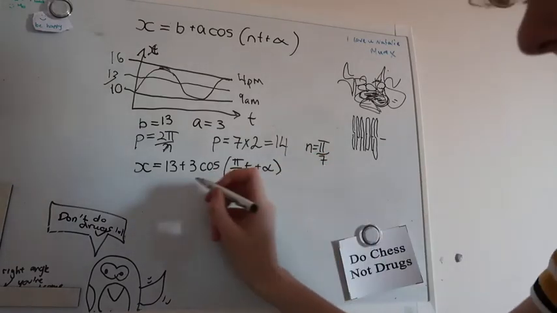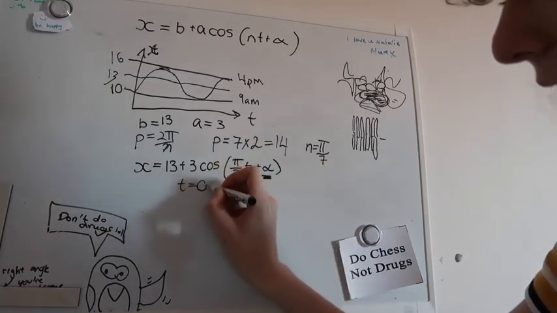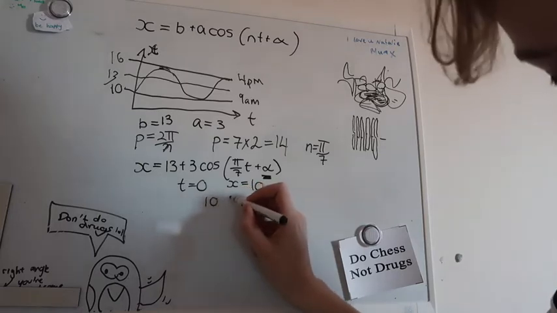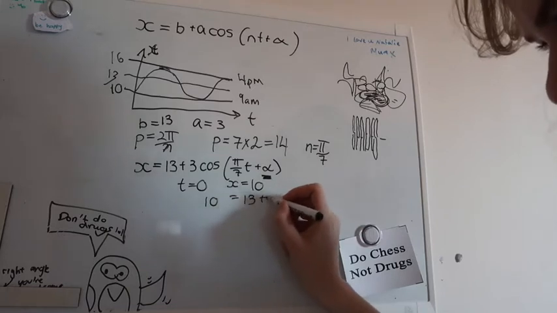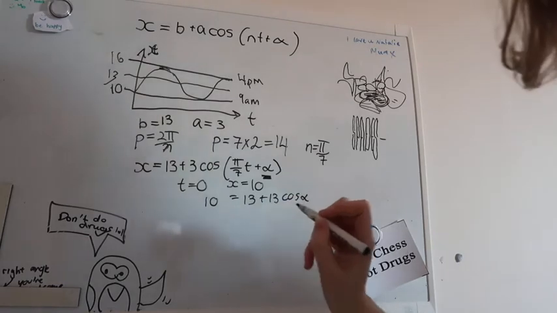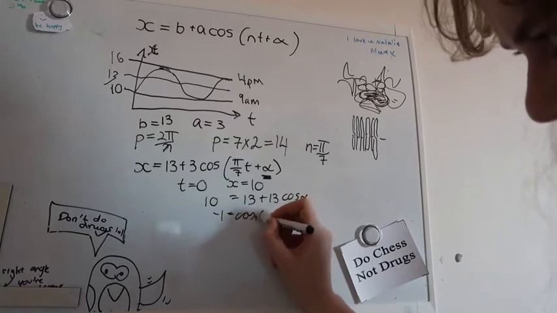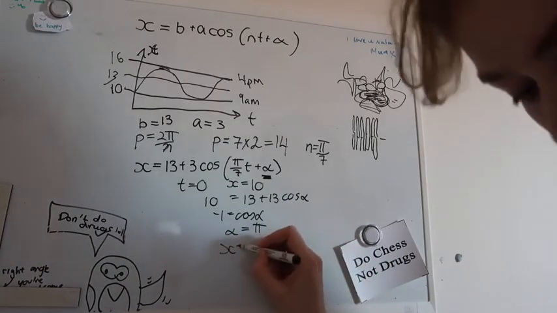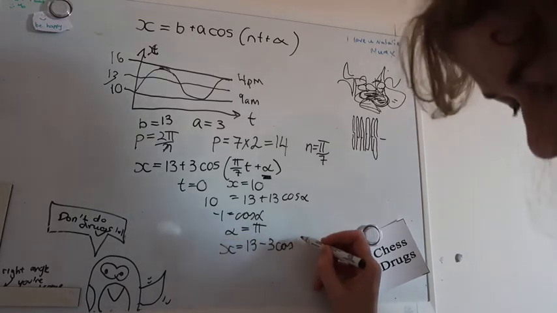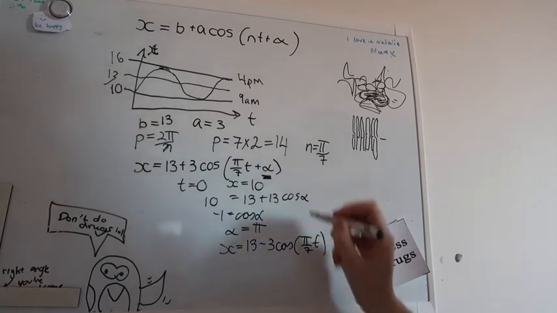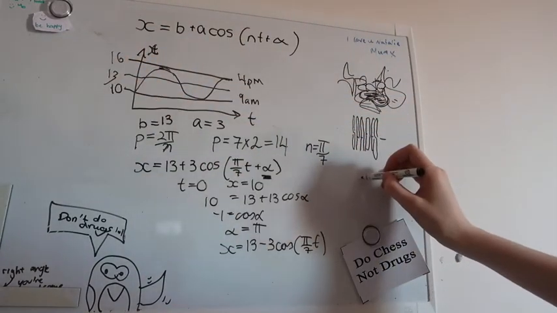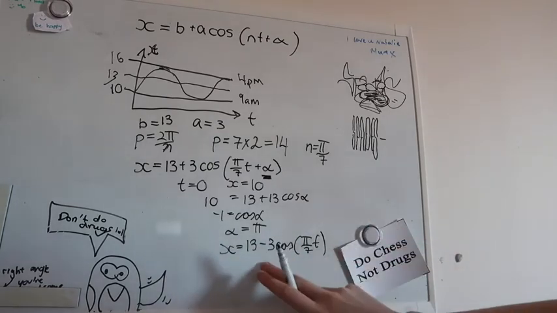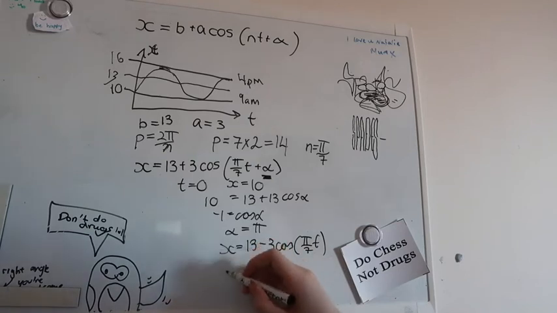Now, to find this value, we sub in: when t equals 0, x equals 10. So we simply do this: 10 equals 13 plus 13 cos minus 1. Which means that x equals 13 minus 3 cos pi on 7 t. Because of the rules, when it's a plus pi, this will become negative. So what we can do is instead get rid of the pi and make that negative, and then we simply solve for it.